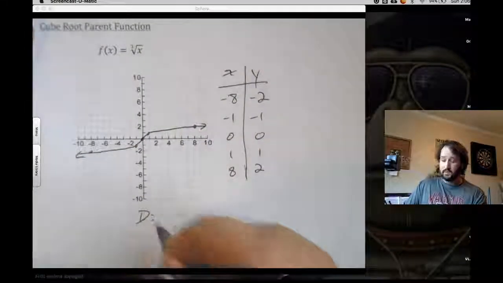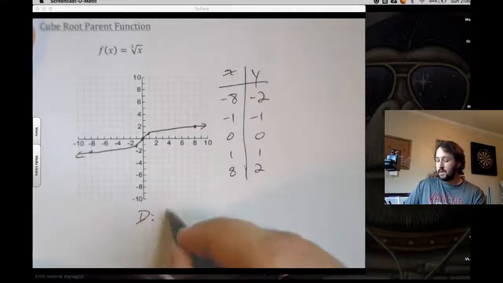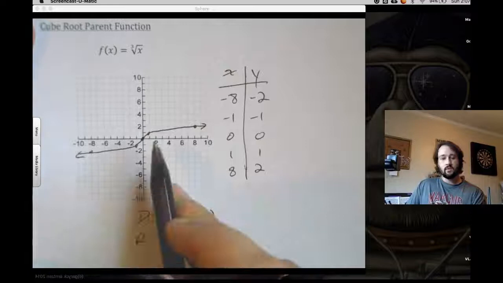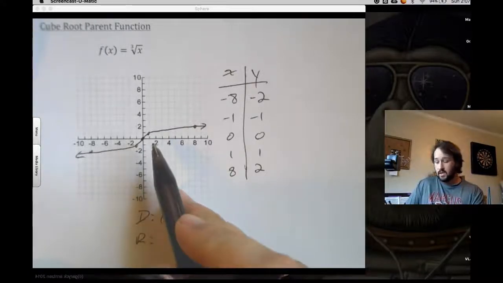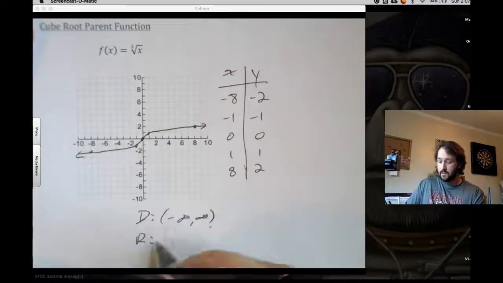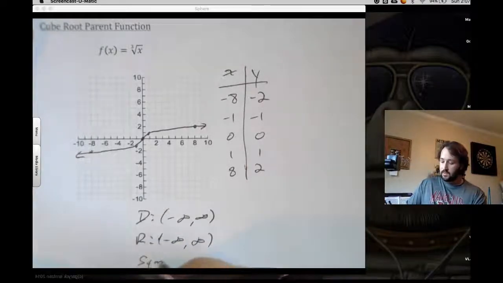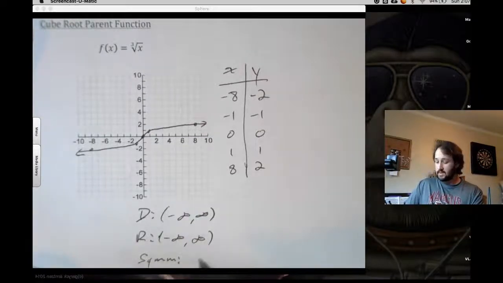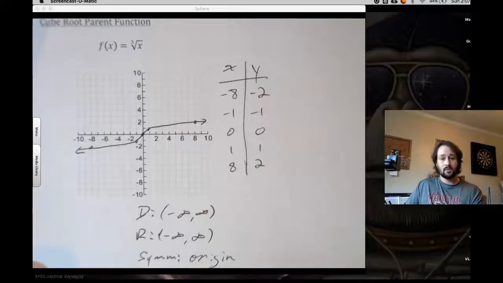So now for the domain, there's no x values I cannot have. So I'm going negative infinity to infinity. And for the range, I know it's growing super fast, but trust me, it's going up forever and it's going down forever. So I'm going negative infinity to infinity. And then for the symmetry, it's not x-axis, it's not y-axis. I can turn it upside down and have it be the exact same thing. So it is origin symmetry.